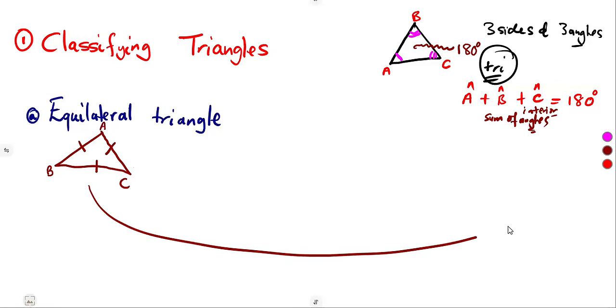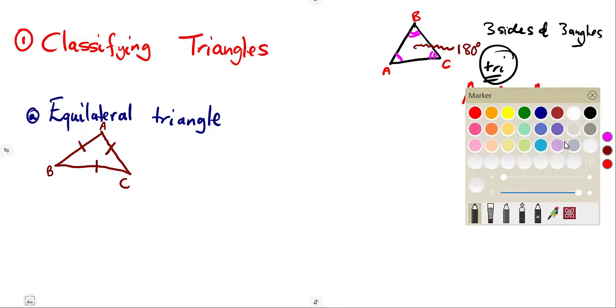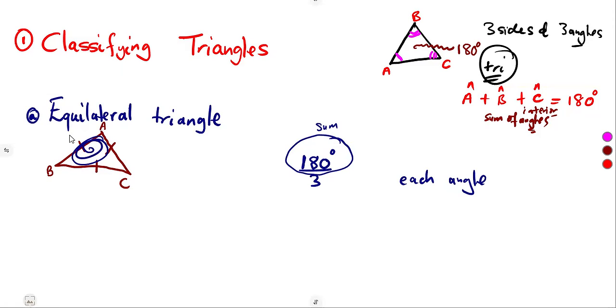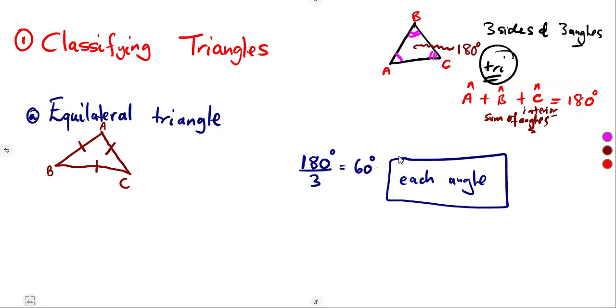But remember, we said these angles add up to 180 degrees. But we are saying they are equal. So we have got three equal angles. We divide 180 degrees by what? By 3 to get each angle. Remember, 180 degrees is for the sum of the interior angles, but all of these are equal, so we can simply divide by 3. This is going to give us 60 degrees. Each angle is 60 degrees.